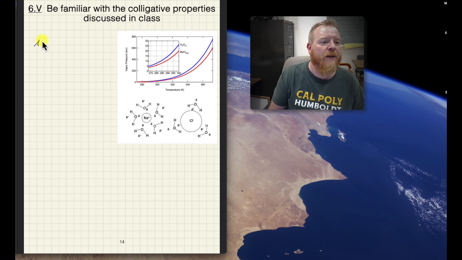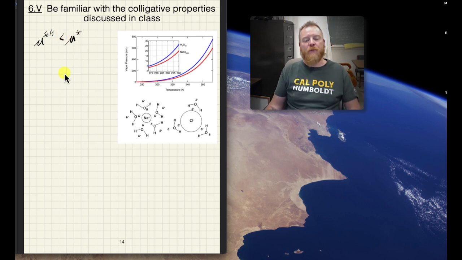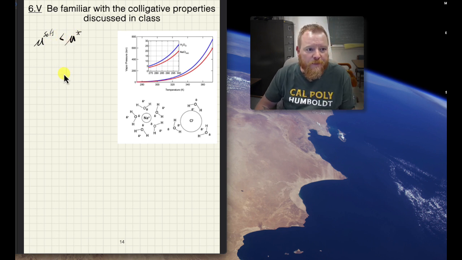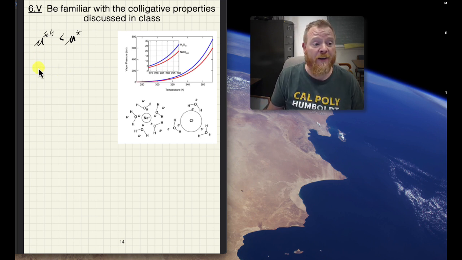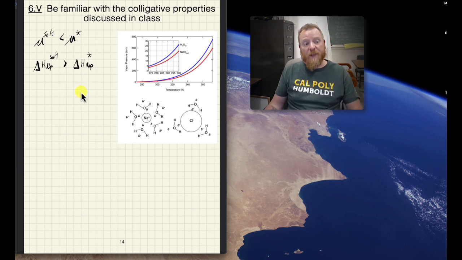Okay. So we noted the chemical potential of the solution will be less than the chemical potential of the pure material. But now what we would also learn if we go through detailed analysis of the phase transitions, the delta H of vaporization of the solution must be larger than the delta H of vaporization of the pure material.